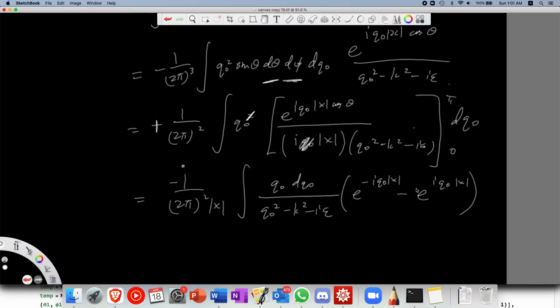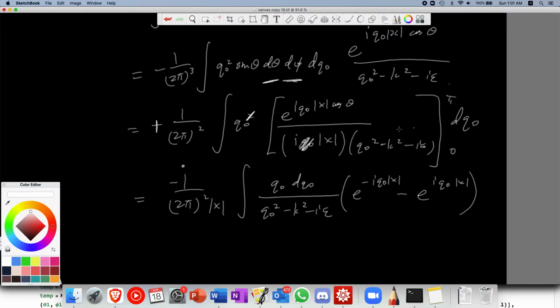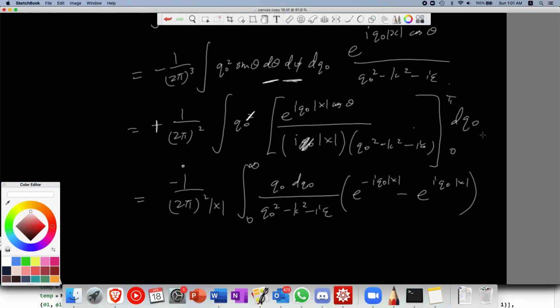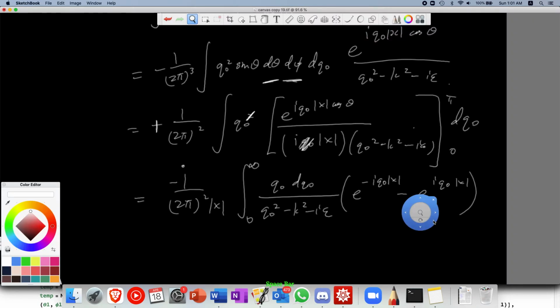Okay, so let's check that with this. So they say we should obtain this. Minus 1 over 4 pi squared looks correct. Integral from 0 to infinity for the q naught integral, because it's the magnitude of the q vector, and we are working in spherical coordinates, so this looks correct. And then we have a minus 1 over I, and then the signs, yeah, so we can check that it's the same.